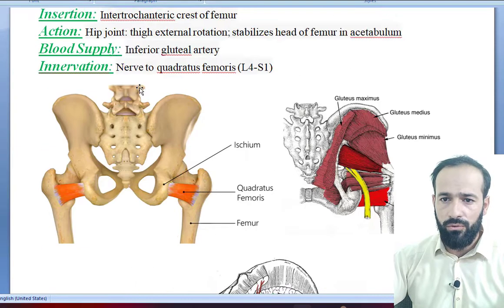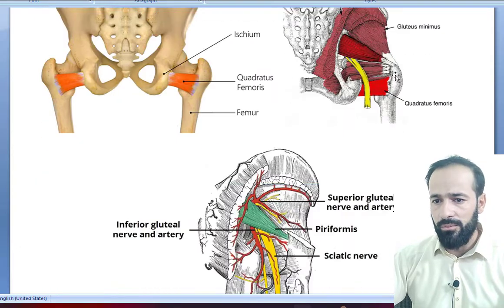You can find all of what we have said here in these diagrams.